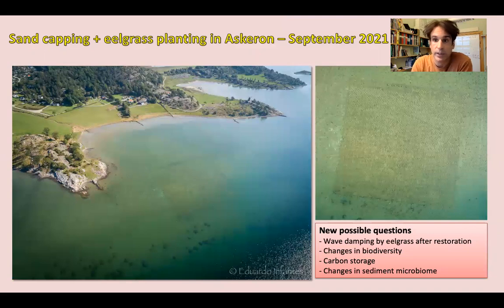Just at the end of September, we have the large square with the eelgrass on top. And this could open new questions in the future if it manages to continue growing. For example, what is the effect of these plants on hydrodynamics, how biodiversity can change, how the storage of carbon in this plot could change, and changes in the microbiome, for example.